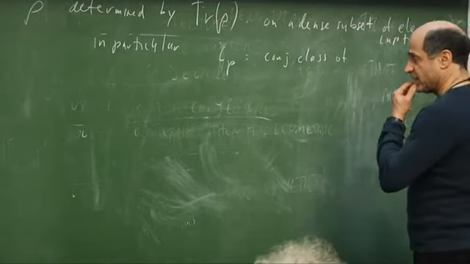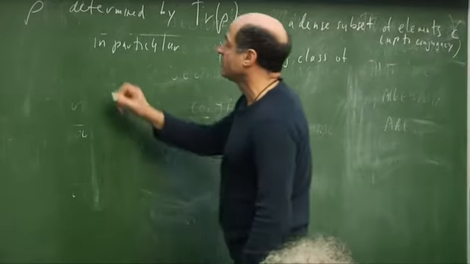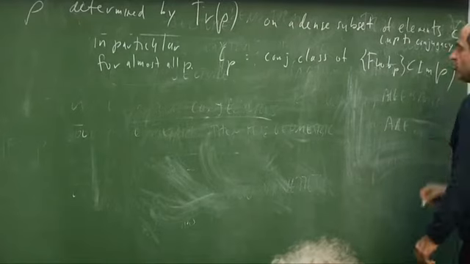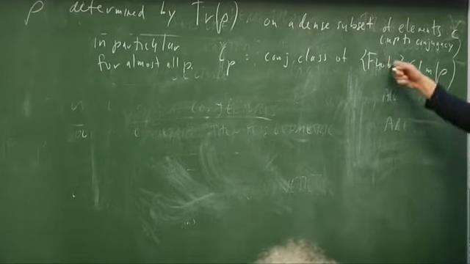We have a well-defined set of conjugacy classes for almost all P. The conjugacy class of the Frobenius in the image of rho. So the trace on the conjugacy class of Frobenius, for almost all P, determines the representation up to equivalence.